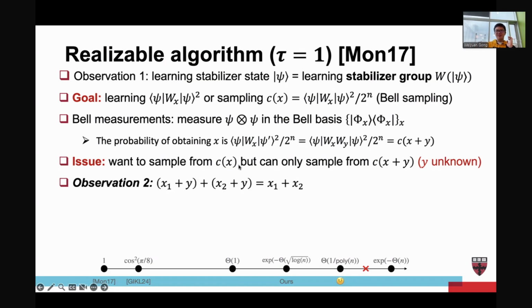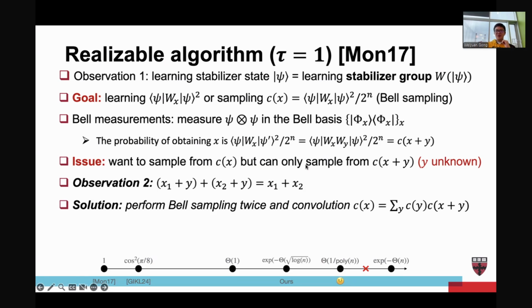The observation here is, in the bit string language, x1 plus y plus x2 plus y equals x1 plus x2. So now we can choose x1 to be x and x2 to be 0, which means you perform this Bell sampling twice. The first time you only consider the output x, and the second time you consider the output 0. The probability of getting this output is a convolution over all y, Cy times Cx plus y, and you do the convolution, and it will exactly end up in Cx.